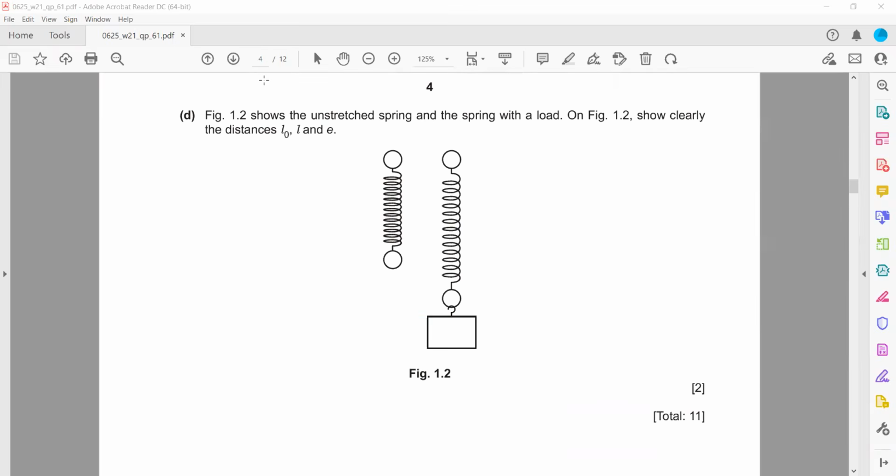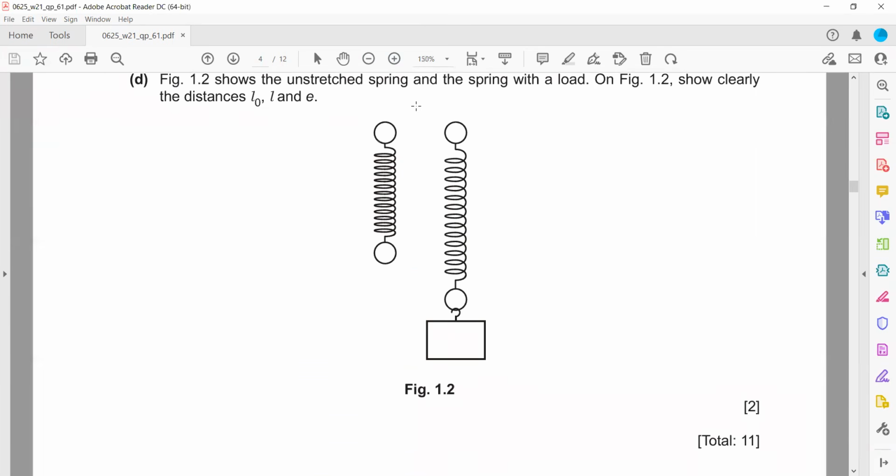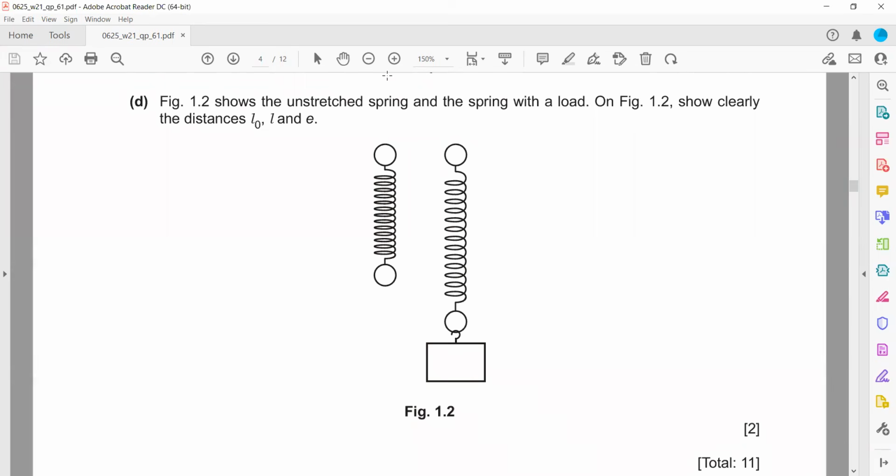The next part, so that was done, that was the graph. Figure 1.2 shows this unstretched spring. This is a spring which was not stretched, with no load attached, and the spring with a load is on the right hand side. On the figure, clearly show the distances L naught, L and extension.